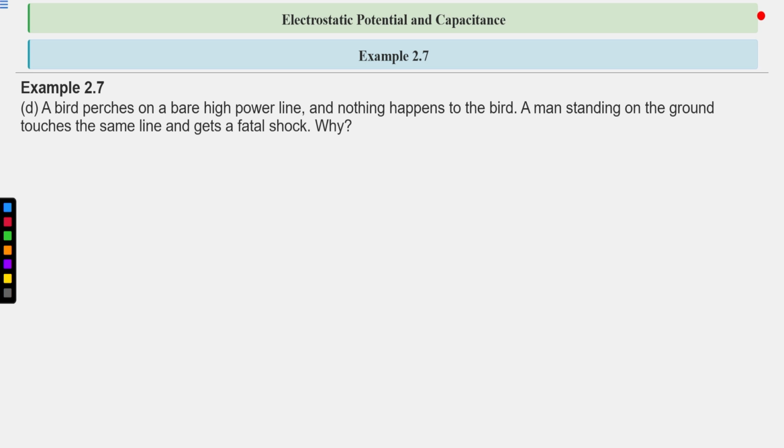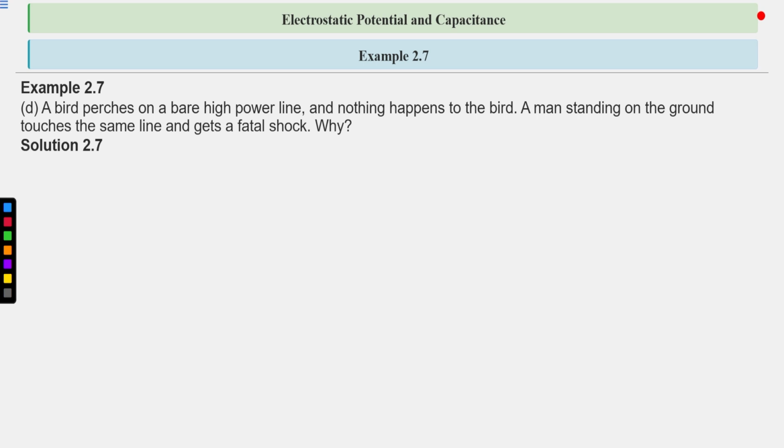So D part: a bird perches on a bare high power line. This is a very common question. You see that a bird can sit on the high voltage power line, but you cannot touch it, and nothing happens to the bird. A man standing on the ground touches the same line and gets a fatal shock. Why?